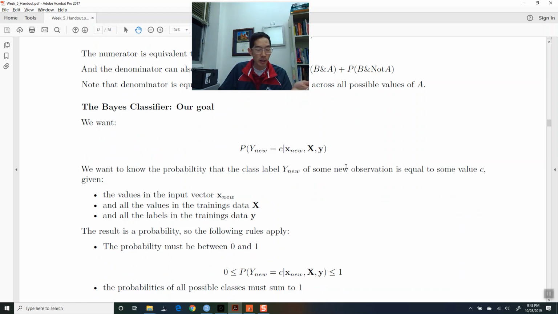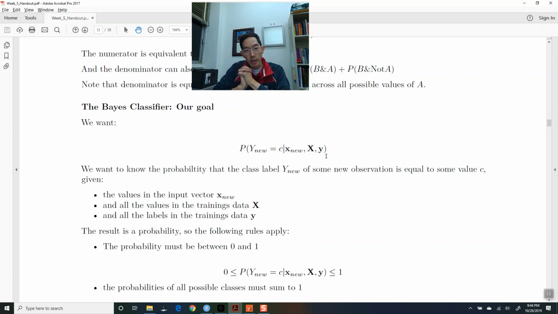Okay, so we can apply Bayes' rule to make a classifier. The idea here is that we've got this training data, X and Y. We've got all of these observations, they've got these values, and all of those observations have a label. Some of these belong to category A, some of these belong to category B, and some of these belong to category C.